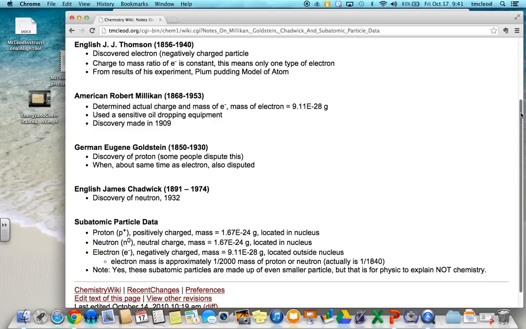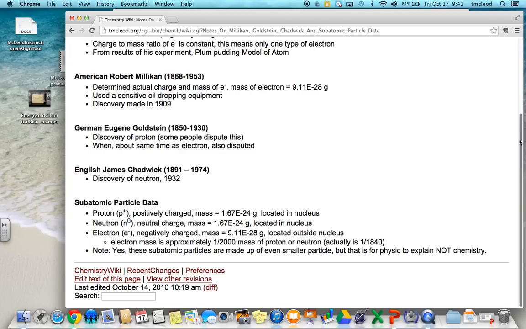So from those, what we have are the three main subatomic particles. These particles actually are made up of other smaller particles, but we're going to leave that to the physics class to explain. The proton, the neutron, and the electron are the subatomic particles that we will, in chemistry, only deal with. And the proton and the neutron have the same mass, and it's located in what we call the nucleus, which we'll talk about with Rutherford.